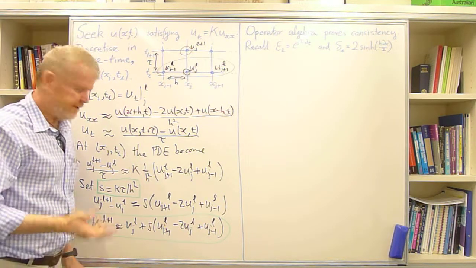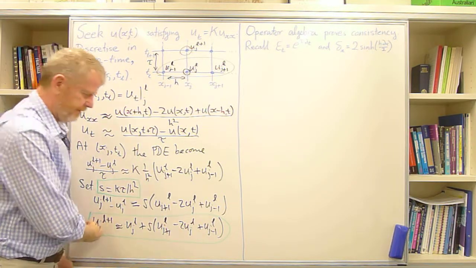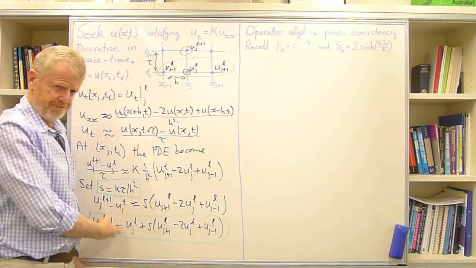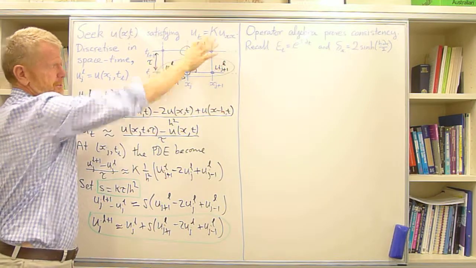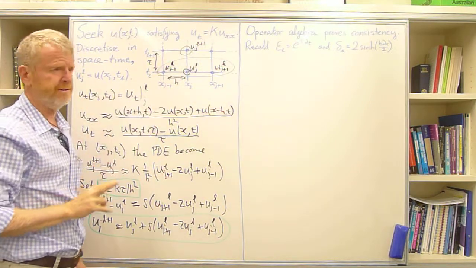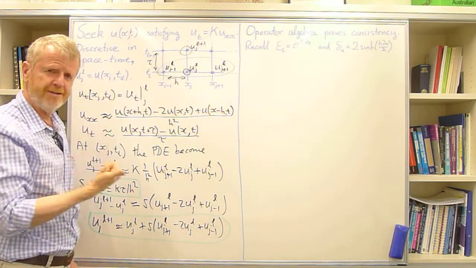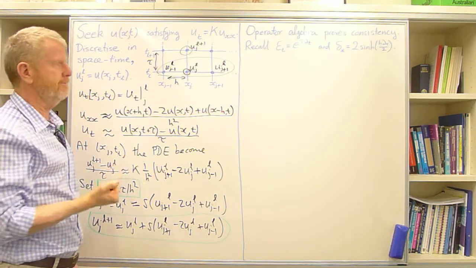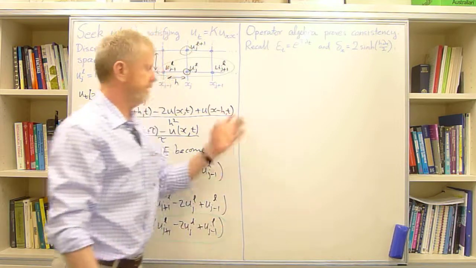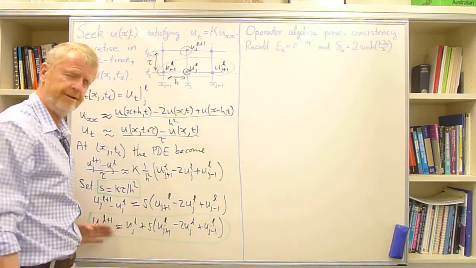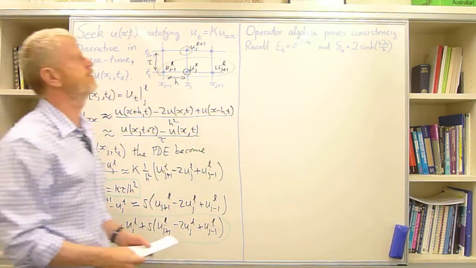Right, now the fundamental question is, does this computational rule give us solutions of that partial differential equation? There's two aspects to that. We need to establish consistency and stability. So recall that operator algebra empowers us to show that this is indeed consistent. So that's the first thing we do.